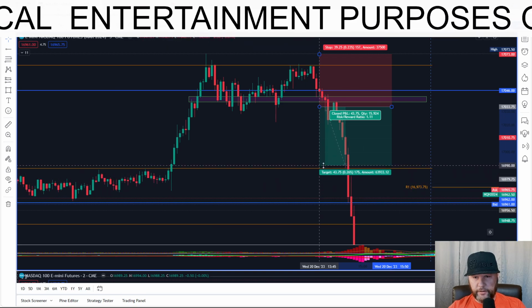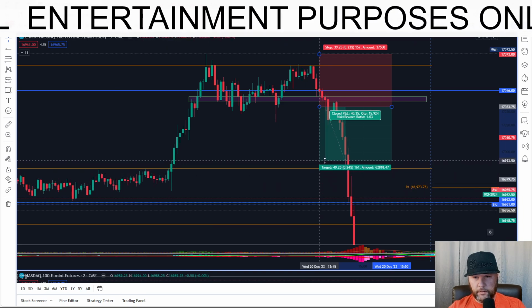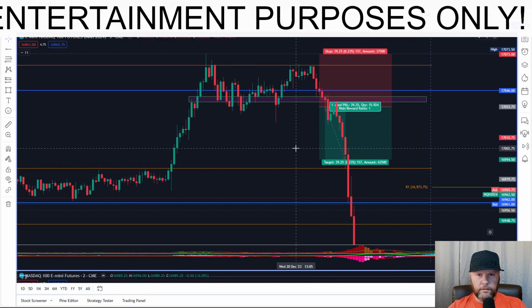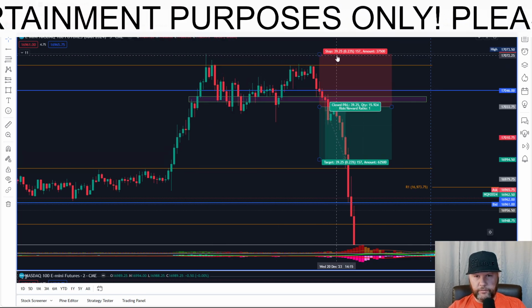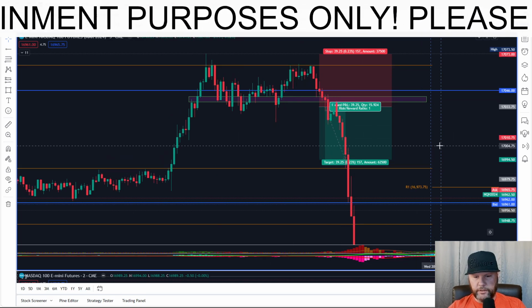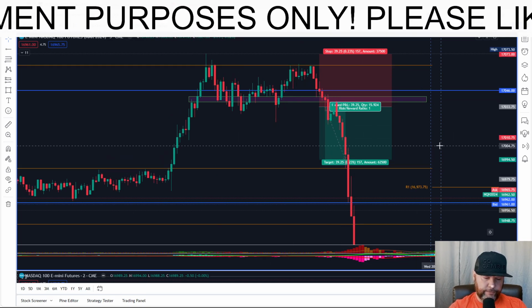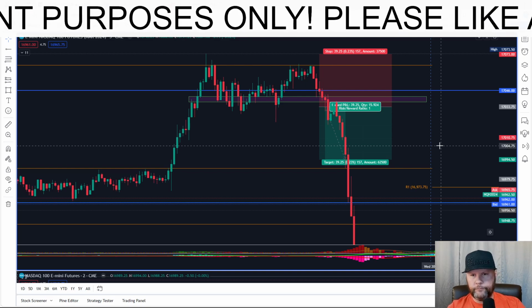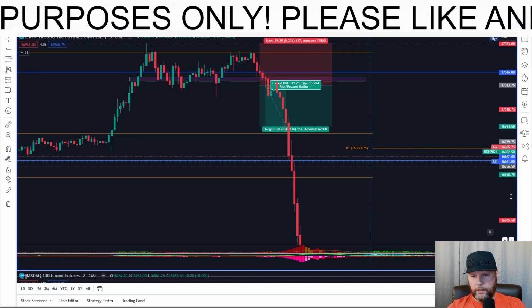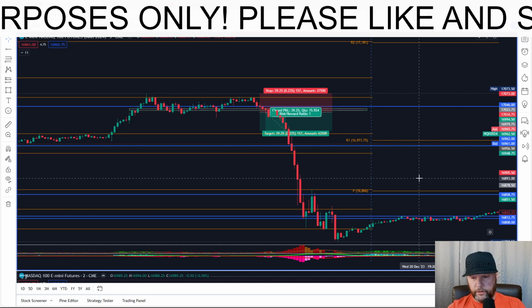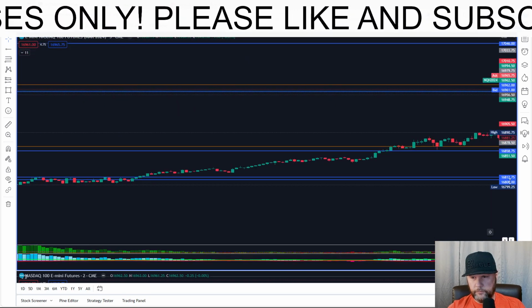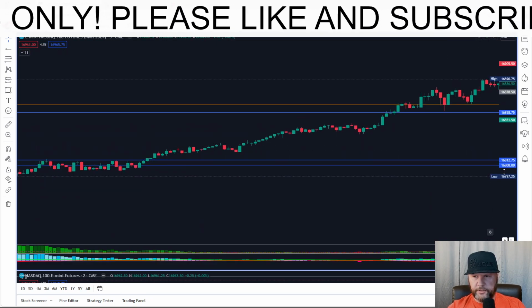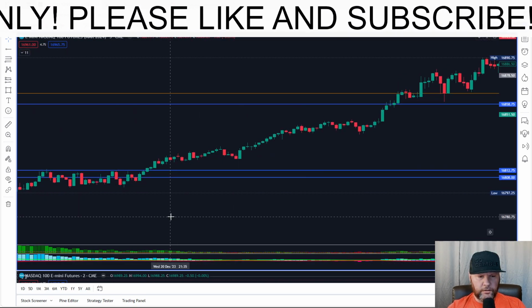So let's move this down. So we enter right there on the close below the gap. Do we get stopped out? We don't. And we go to the target. So that's a 39 handle winner. And let's go ahead and move on over to Wednesday. See what happens there. So 2 winners, 3 losers so far.